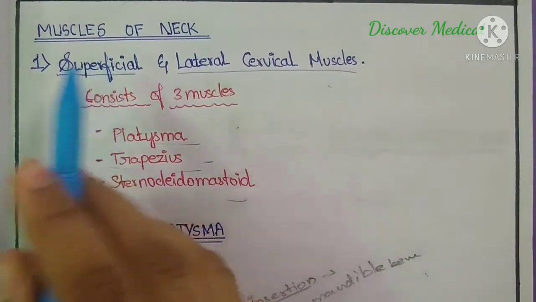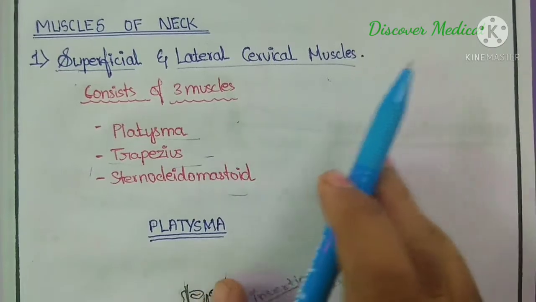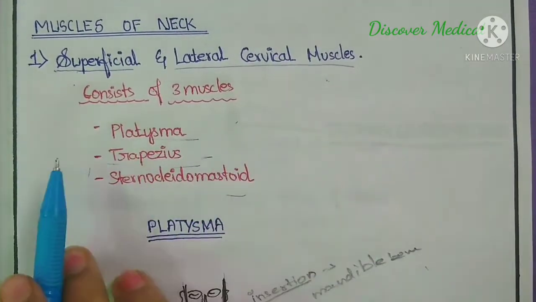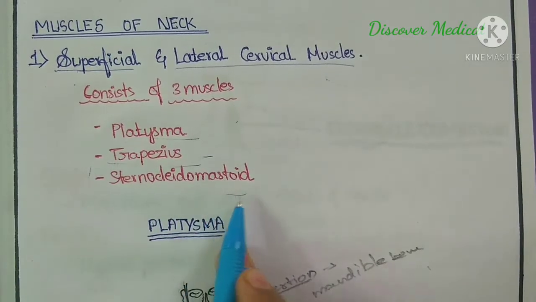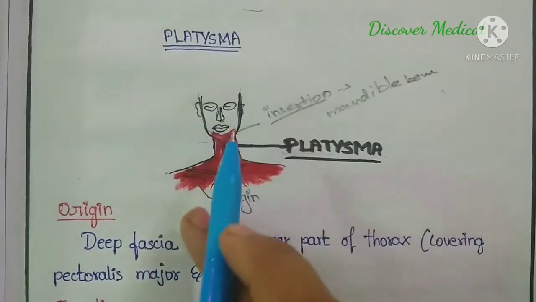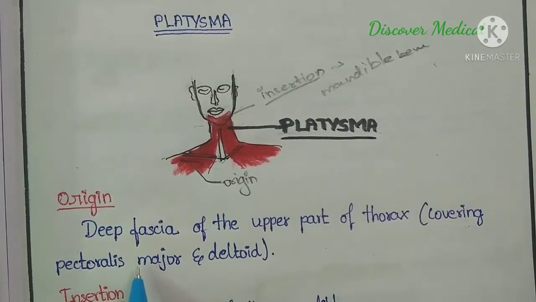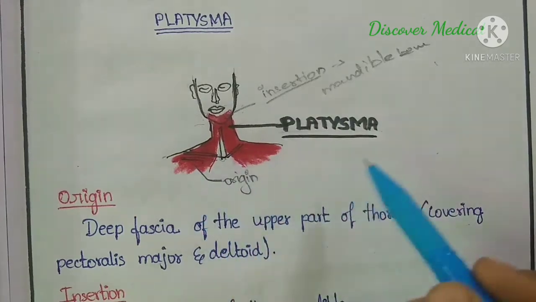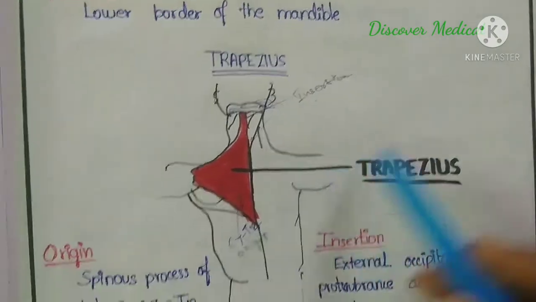Today's topic: muscles of the neck. Firstly, superficial and lateral cervical muscles. It consists of three muscles: platysma, trapezius, sternocleidomastoid. Now let's see the muscle platysma. Origin is from the deep fascia of the upper part of the thorax and insertion at the lower border of the mandible. Now let's see trapezius.